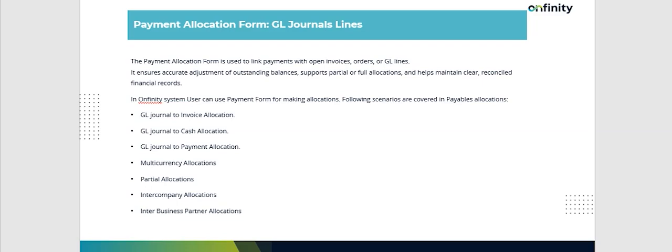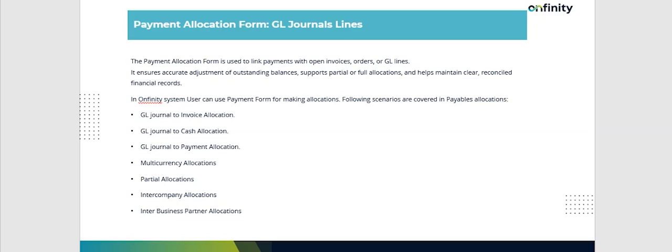In this training session, we will cover how to use the payment allocation form for allocating GL journal lines. The payment allocation form is used to interlink different types of transactions, such as payments, cash journals, invoices, and GL journal lines. Using this form, you can allocate unpaid or unallocated invoices against GL journal lines. You can also allocate unallocated cash journal entries or payments with GL journal lines.